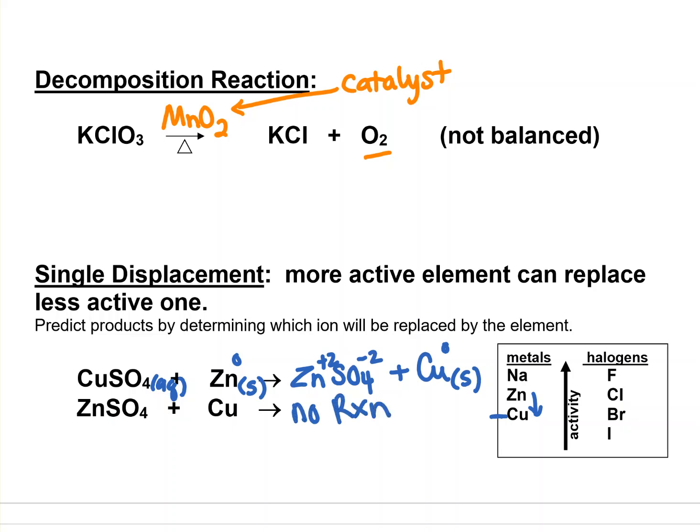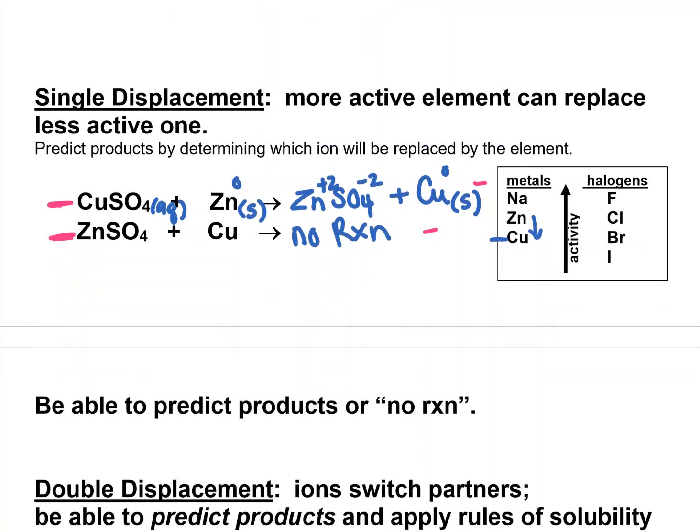In lab, what you're going to be doing is you're going to be setting up 2 test tubes, one for each of these, and you should see one reacts and the other does not. So that goes with this.